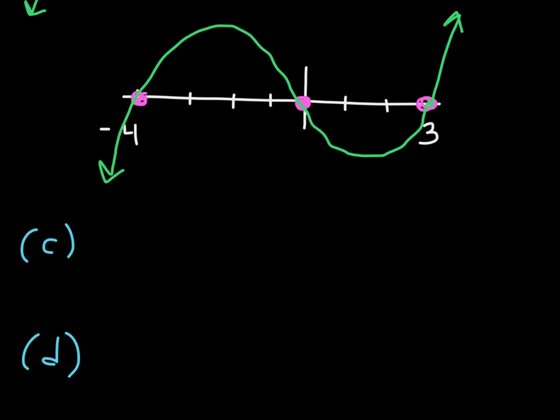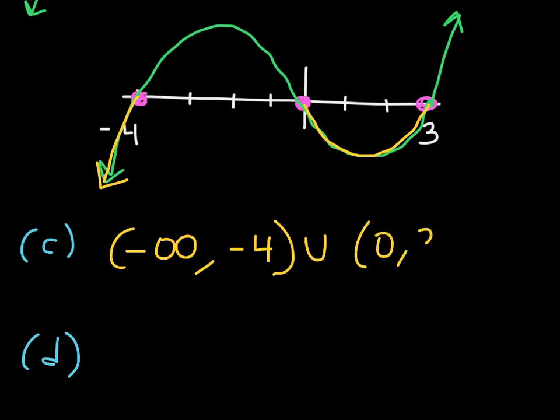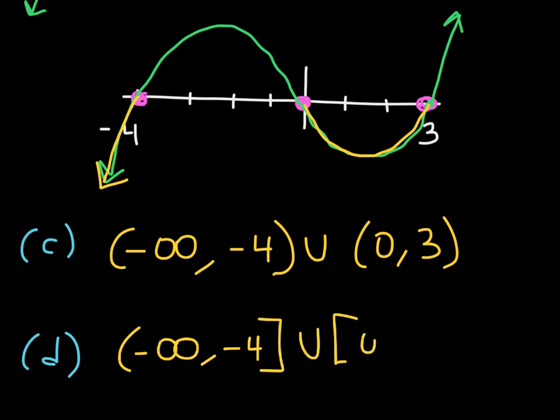It is below the x-axis from negative infinity all the way to -4, and then it's below the x-axis between 0 and 3. So it'll be from negative infinity to negative 4, parenthesis, union, from 0 to 3. Once again, there are parentheses on your endpoints here because for part C it was a strict inequality. For part D, though, it was a non-strict inequality, so I can put a bracket at every x-intercept. All right, awesome.